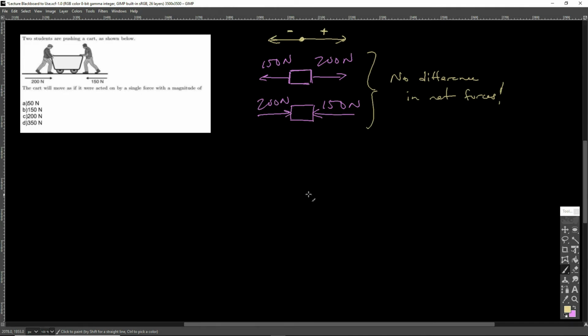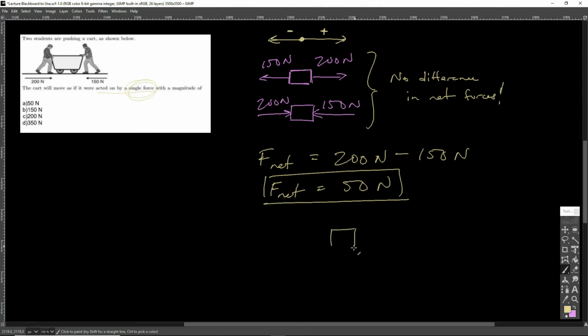So anyway, what are we doing here? We're calculating the net force. That's all we're doing. The cart will move as if it was acted upon by a single force. What do you think that is? It's called the net force. That's what they mean by single force. So let's just do this one. It doesn't matter. They're both going to give the same result. I start with anything that's positive pointing to the right. That's the only one, 200 newtons. That is the only force that's pointing to the right in this diagram. And now I need to subtract 150 newtons, because it's pointing to the left. So the net force is 50 newtons.